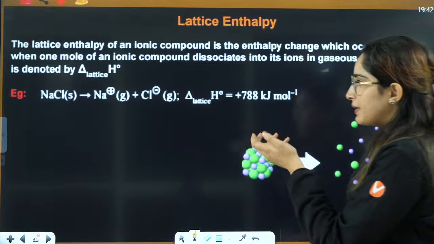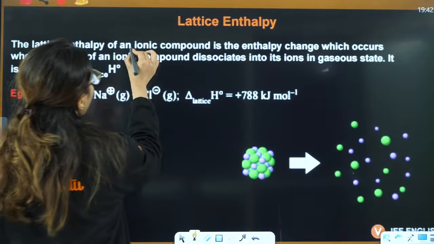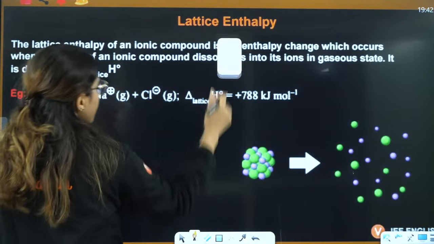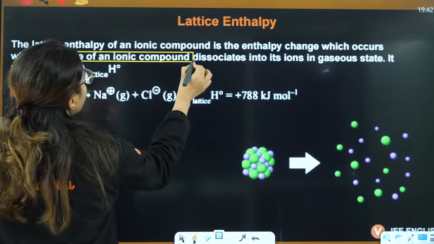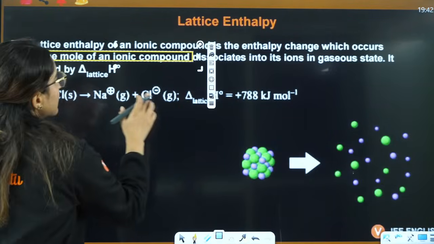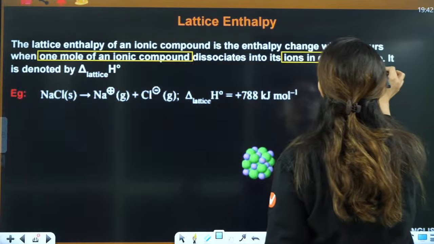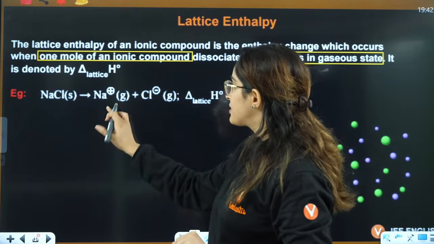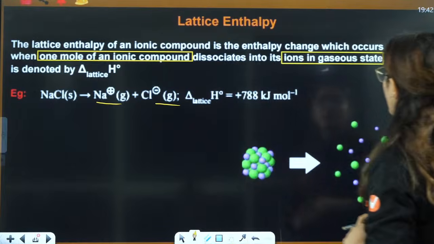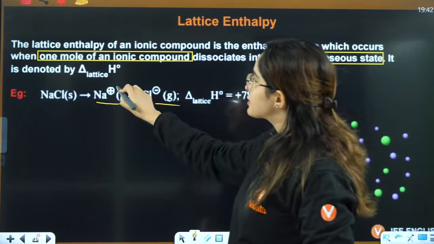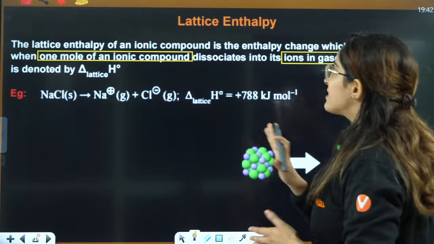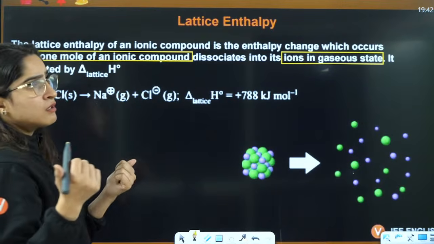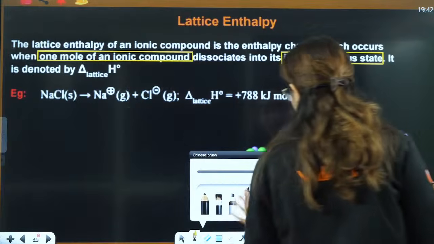Now lattice enthalpy. Lattice enthalpy is when you talk about an ionic compound. It is the enthalpy change which occurs when 1 mole of an ionic compound dissociates into ions in the gaseous state. You have 1 mole of NaCl, an ionic compound, that dissociates into ions in the gaseous state. This is also in the gaseous state, and that is called lattice enthalpy. If you have seen this in chemical kinetics, you must have done the Born-Haber cycle, right?